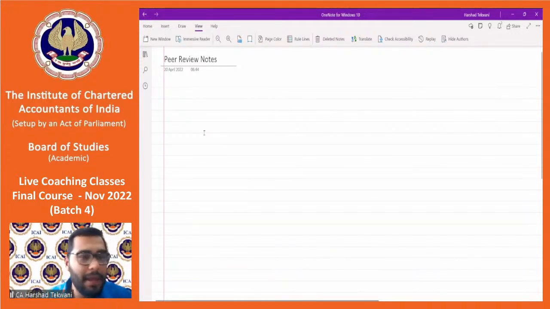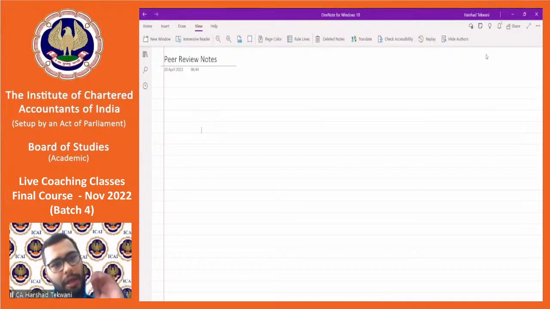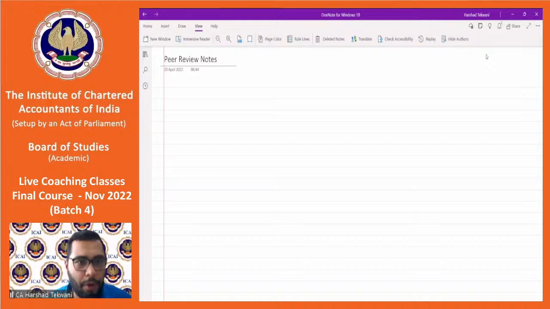So guys, peer review. Now, what do you mean by peer review? To understand the topic of the peer review, we need to first understand what is the term peer review, who are involved in this particular process, what are their roles and responsibilities, and then we'll go into how it is conducted.